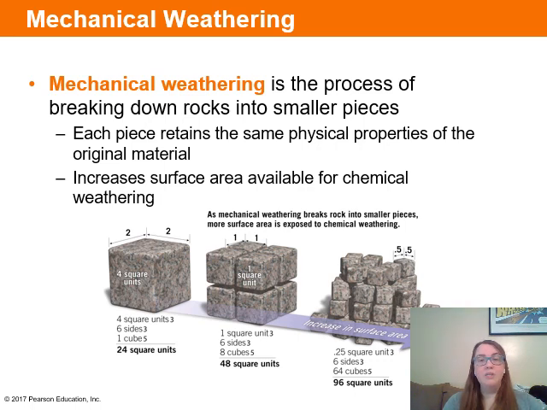And as we increase the surface area, that means that more chemical weathering can happen. Again, chemical weathering is just breaking down the surface of a material, just like rust on the surface of a piece of metal. So as we continue mechanical weathering, it's going to allow more chemical weathering to happen. And this is why these two processes generally happen simultaneously.